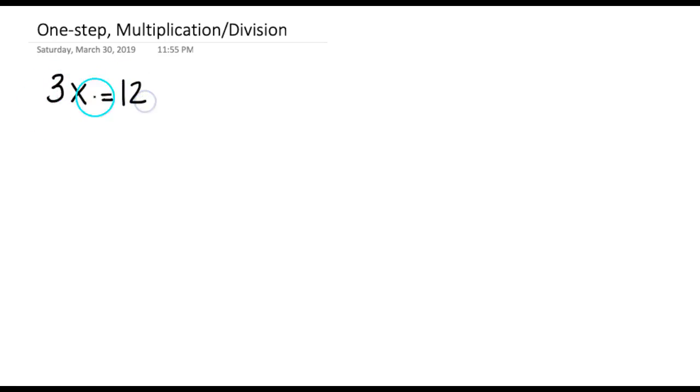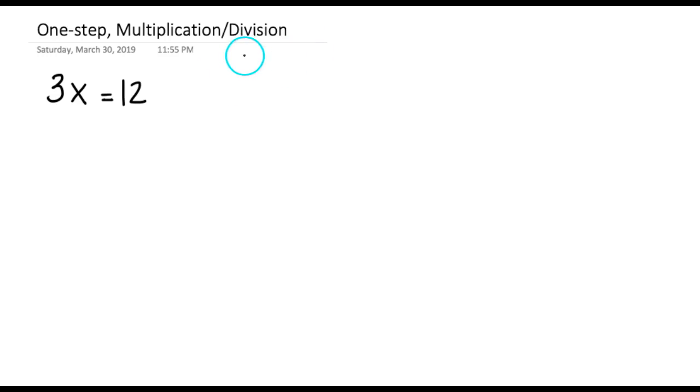Hello, ladies and gentlemen. Tonight we're talking about multiplication one-step and division one-step equations. So, let's jump in. Just a reminder, if we have 3x equals 12, that 3x, that number next to that variable, they're squished together, that really means multiplication.